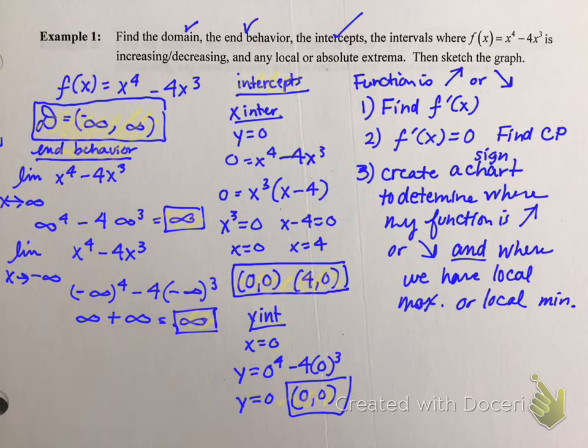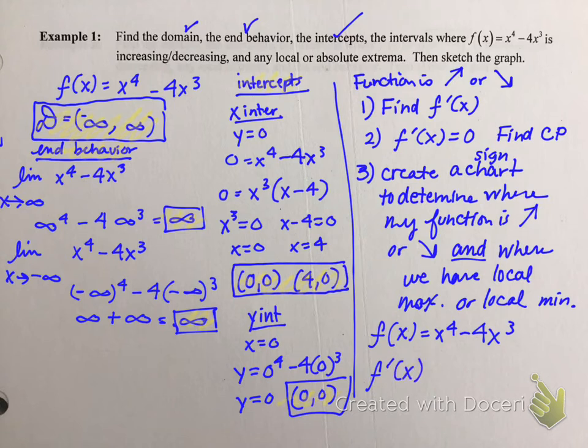So the first thing I'm going to do, part 1, is go ahead and find the derivative. Once again, the original function was f of x equals x to the 4th minus 4x cubed. If I find the derivative of that, I get 4x cubed minus 12x squared. Okay, so I did part 1, which was find the derivative. Now I'm going to have to set this equal to 0.